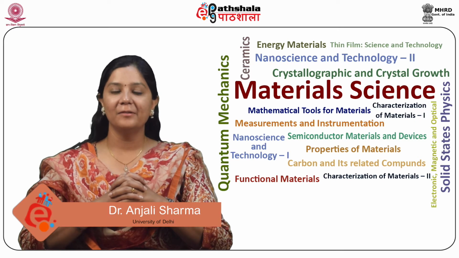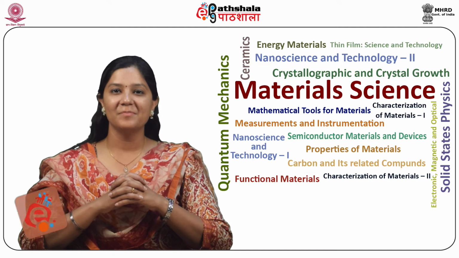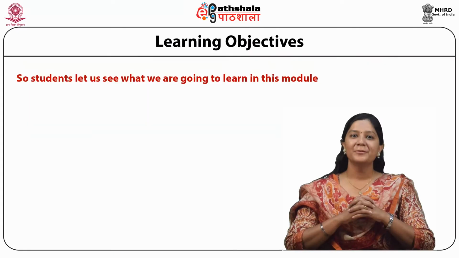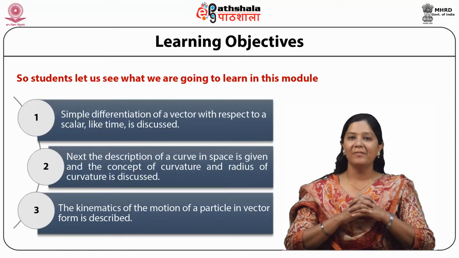Today we are going to discuss the module Vector Differentiation from the paper Mathematical Tools for Materials. So students, let us see what we are going to learn in this module. First, simple differentiation of a vector with respect to a scalar like time is discussed. Next, the description of a curve in space is given and the concept of curvature and radius of curvature is discussed. Third, the kinetics of motion of a particle in vector form is discussed.